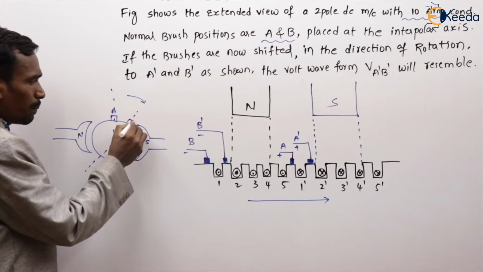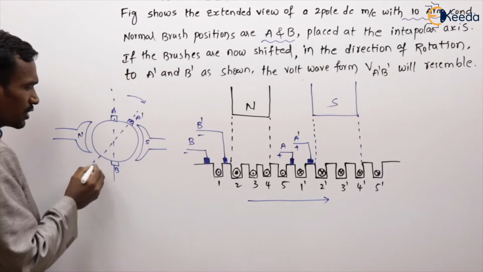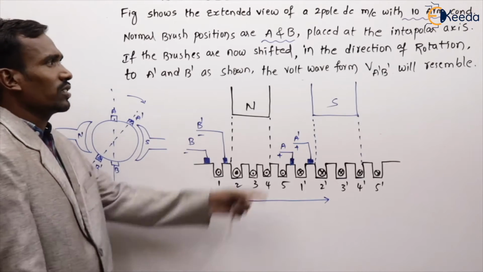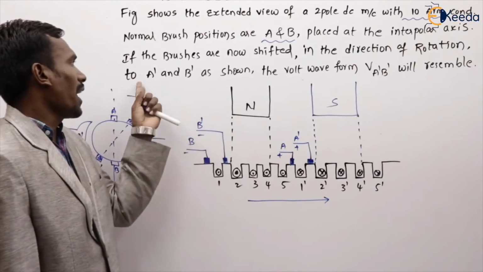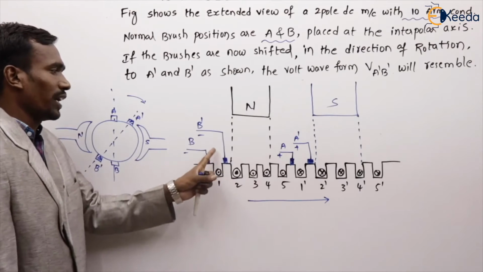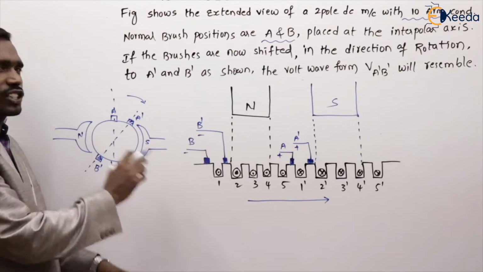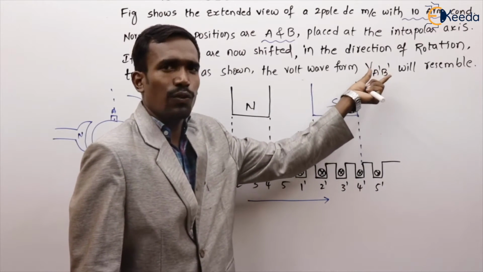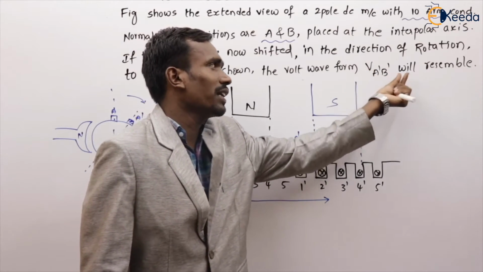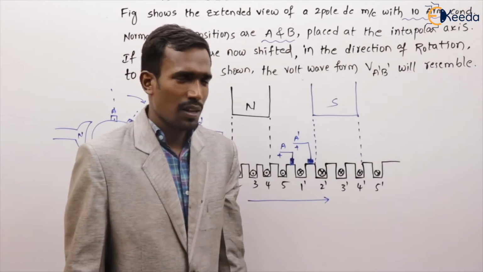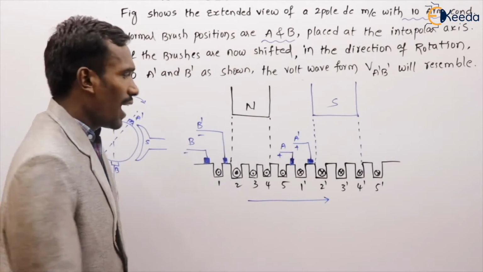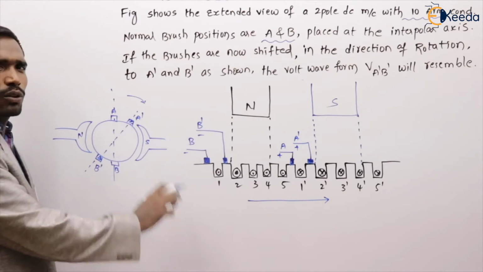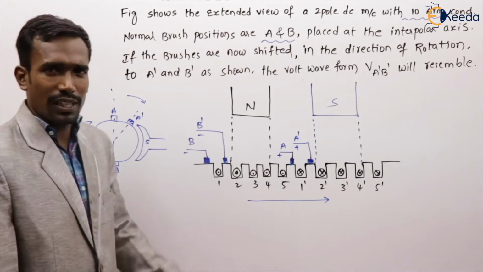Now, this is the brush position A dash, and this is the brush position B dash, in the direction of rotation, as shown in the figure. The voltage waveform E across A dash and B dash will resemble what? How will the waveform be induced at this instant of time?